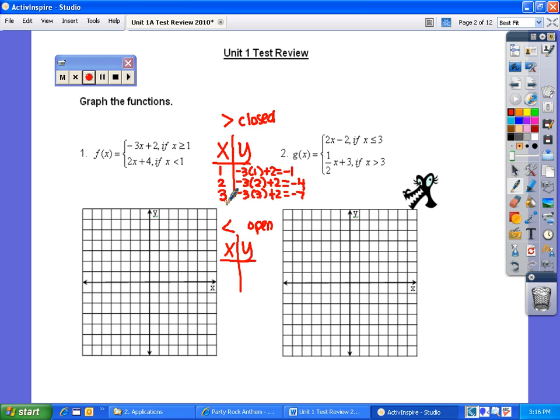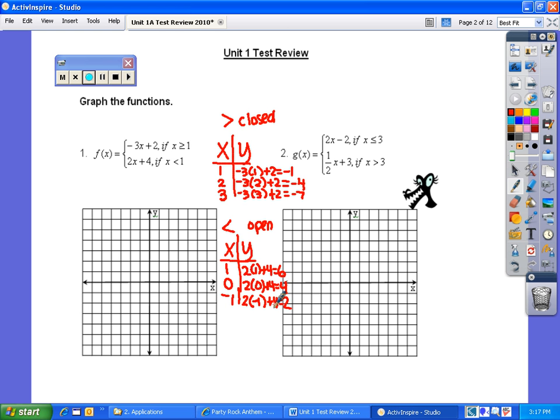Now, the second table, the open table, has to pick numbers that are smaller than 1. So numbers that are smaller than 1 would be 1, 0, and negative 1. So now we're just going to plug in those values. 2 times 1 plus 4 is 6. 2 times 0 plus 4 is 4. And 2 times negative 1 plus 4 is 2. So now we have the points at 1, 6, 0, 4, and negative 1, 2.